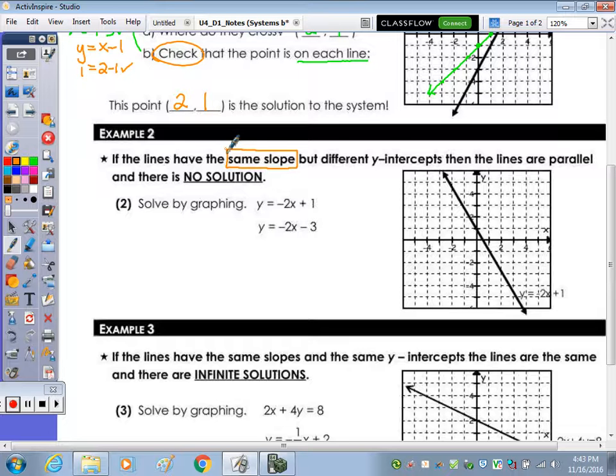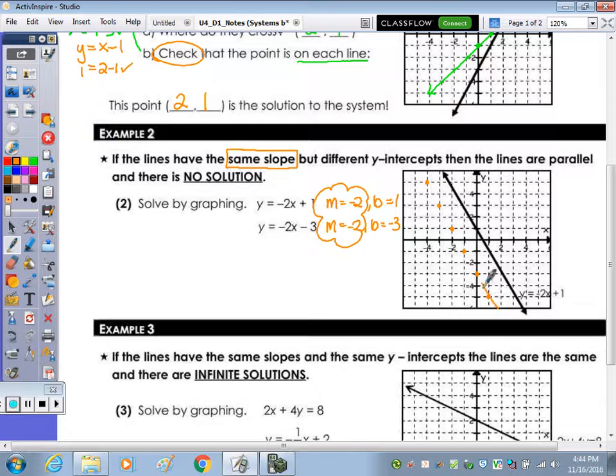So on the graph to the right is y equals negative 2x minus 1. Just to highlight again, we have a slope of negative 2 and a b value of negative 1. Down below, we have a slope of negative 2 and a y-intercept of negative 3. So you can see they have the same slope, but they have a different y-intercept. So let's graph that. Starting at negative 3, slope is negative 2, so we go down 2 over 1, or up 2, left 1, up 2, left 1, up 2, left 1, up 2, left 1.